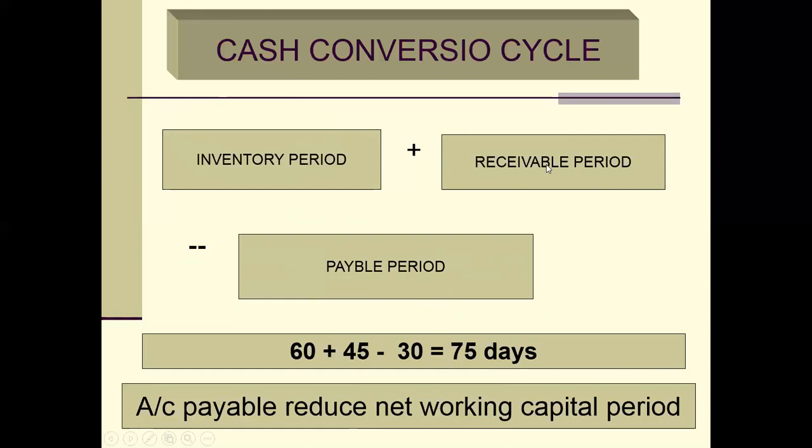So when you add these two and minus this one, the overall time period that you need to fund is 75 days. So this 75 days is called the cash conversion cycle, that is, how much time your business is taking to recover cash.